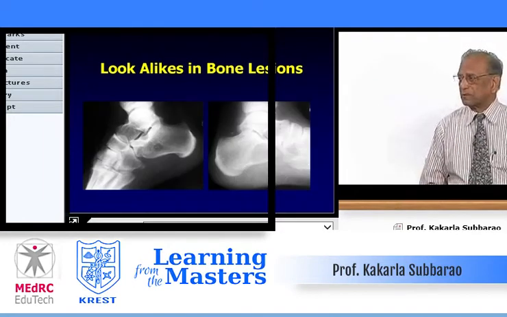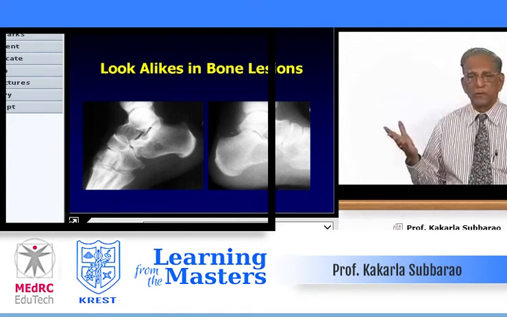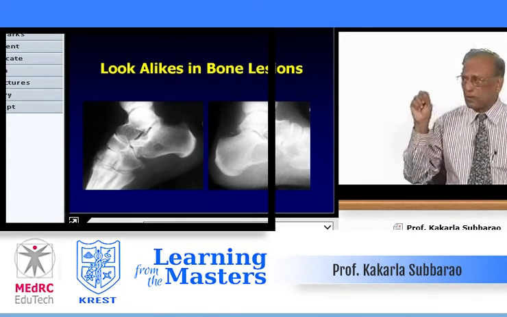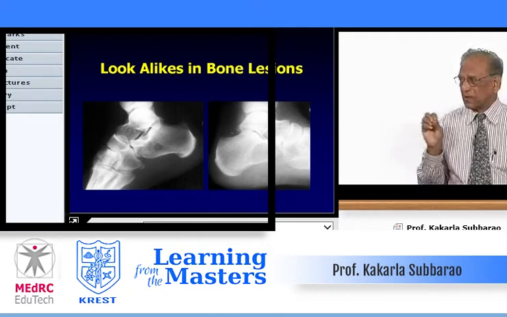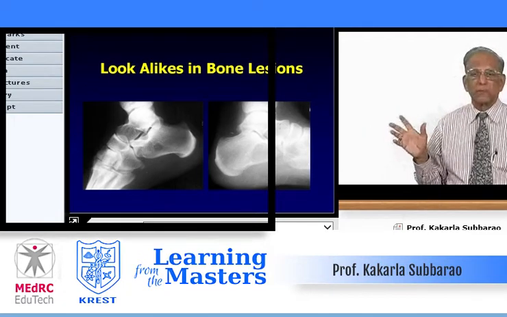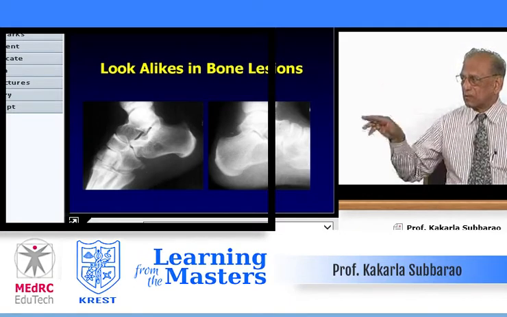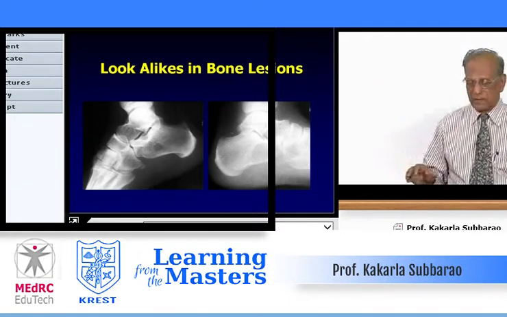Again, two more. These are just to show examples. One on the left side is a small lucent area. One on the right side is again expansile. Both are simple cysts. Simple cyst to begin with in the left side, simple cyst expanding on the right side.